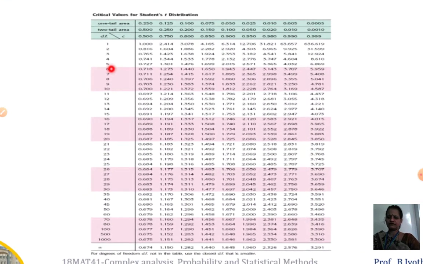What the degrees of freedom is, I have already explained. Supposing the sample size is 10, we need to refer to 9 here. And for the two-tailed test, 0.25 means this is the value, and these are the values at various percentages given.